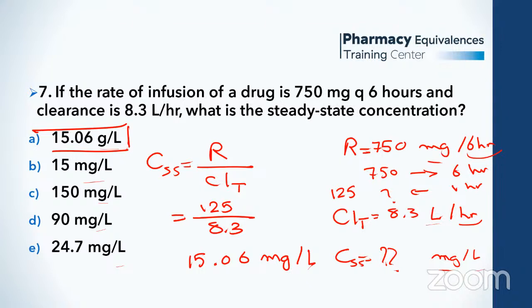Be alert in the exam. This is a wrong answer, but this is the right answer: 15 milligram per liter. Okay? As you saw, very easy question, but you should be alert with the units. You should be alert with the formula. You should be alert with your calculation and take care for those types of questions.